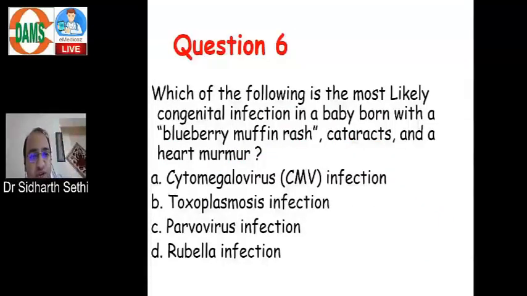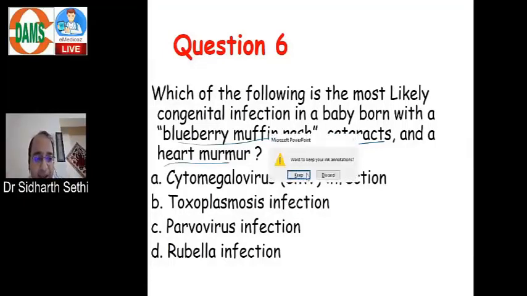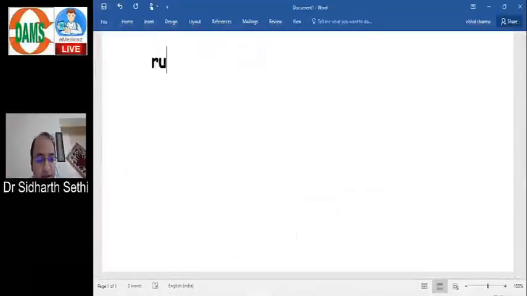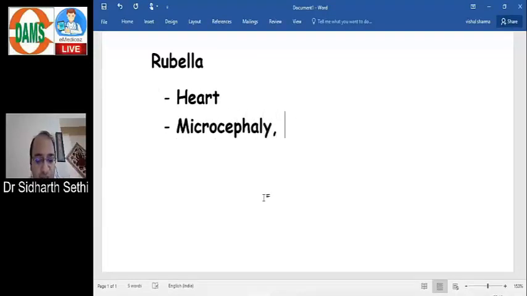Now the next question was on a TORCH infection. Which infection can cause cataract and a heart murmur with a rash? Remember, blueberry muffin rash is not a very specific rash. It occurs in many TORCH infections, but cataract and heart murmur are classically seen in congenital rubella syndrome. So remember, rubella is a triad of heart disease, microcephaly, mental retardation, and cataract.